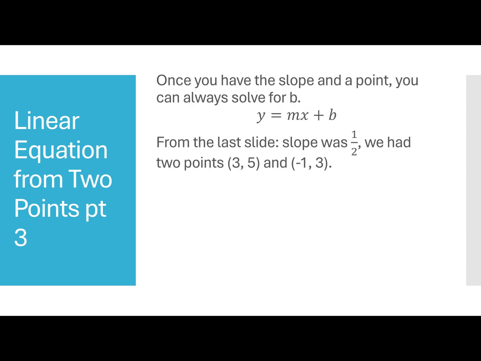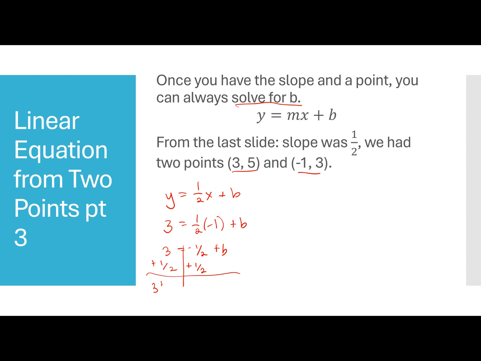However, if we didn't have the graph, we can always just solve for b. So that slope we had was 1/2, and we were given these 2 points. We can always put in this slope for m and then pick a point, either point, it doesn't matter in the least, plug those in for x and y, and then find what b is. So here I can see I'm going to have -1/2. If I add that 1/2 to both sides, that my b was 3.5. I didn't need the graph to find that.